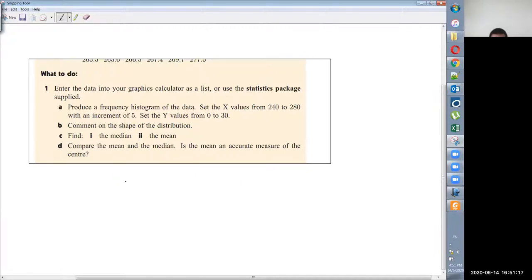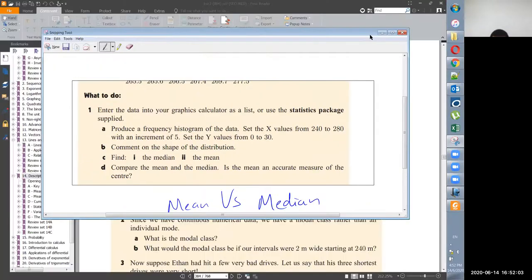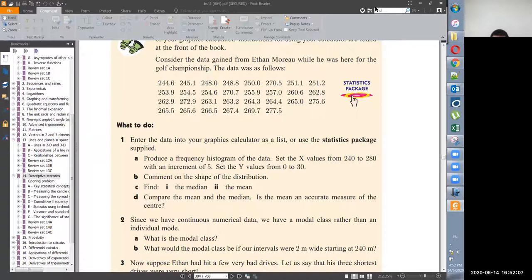Anyway, compare the mean versus the median. When do you use the mean and when do you use the median, when you want a more accurate measure of the center? So which one is more accurate? To explain which one you should pick, let's go to Google and take note. I think we are more interested in the mean or the median.